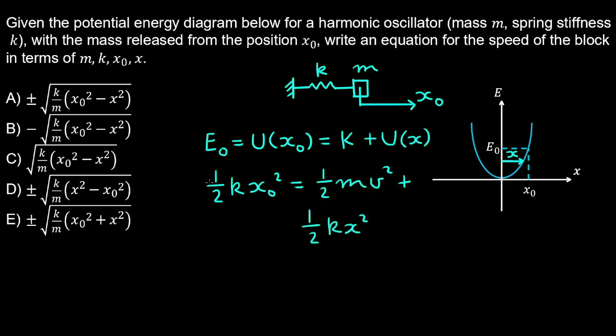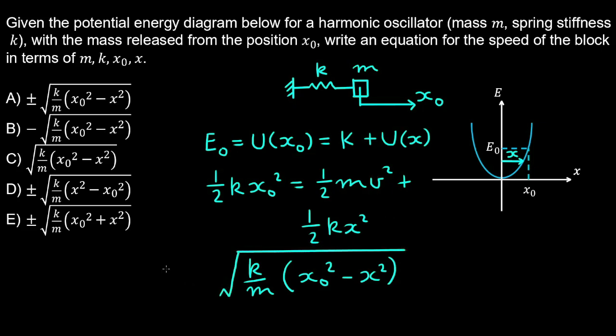And multiplying through by 2 and dividing through by m, we obtain k on m by x naught squared, and subtracting this term from the right hand side, we get minus x squared, and taking the square root gives us the speed of the block. And note that this system is bound such that x is between minus x naught and x naught.